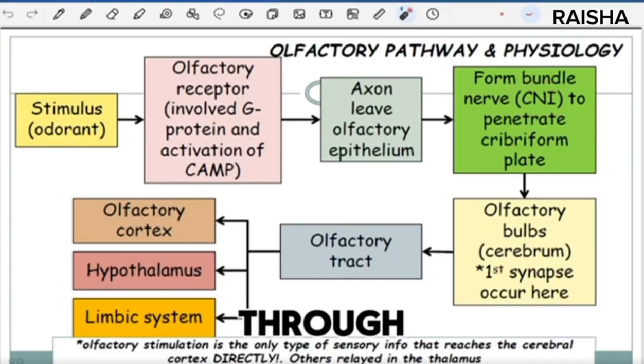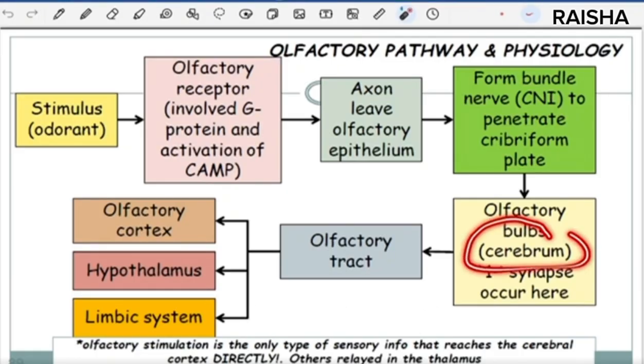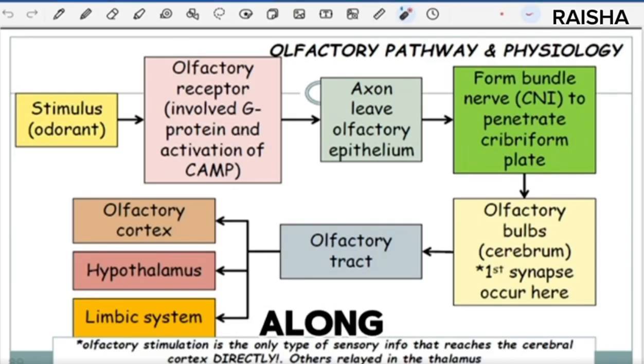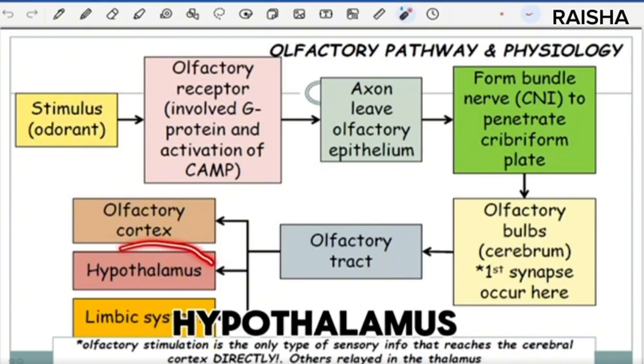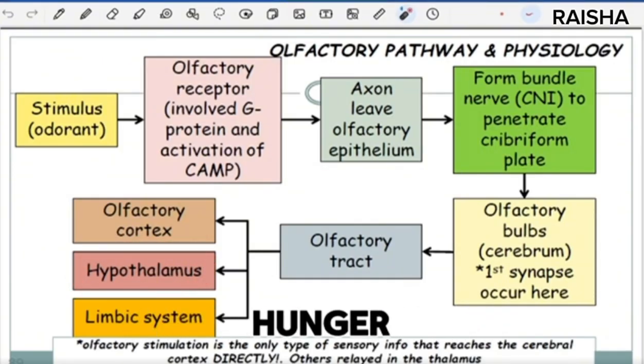This nerve passes through tiny holes in a bone called the cribriform plate to reach the olfactory bulb, which is in the brain. In the olfactory bulb, the signals are processed, and then they travel along the olfactory tract to different parts of the brain: the olfactory cortex, which helps us identify the smell, the hypothalamus, which controls body reactions like hunger or salivating, and the limbic system, which connects smell to emotion and memories.